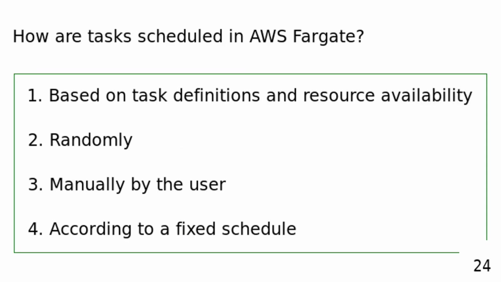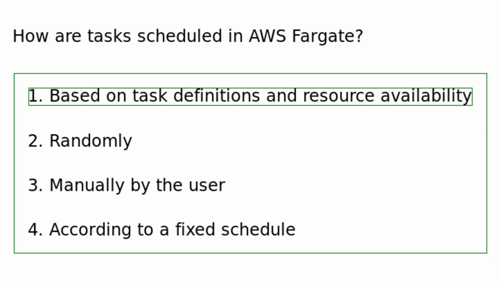How are tasks scheduled in AWS Fargate? Based on task definitions and resource availability. Randomly. Manually by the user. According to a fixed schedule. Tasks in AWS Fargate are scheduled based on task definitions and the availability of resources, ensuring efficient utilization of infrastructure.